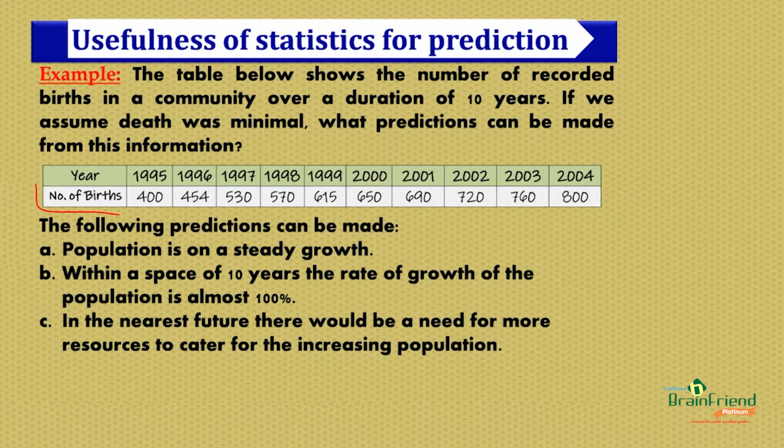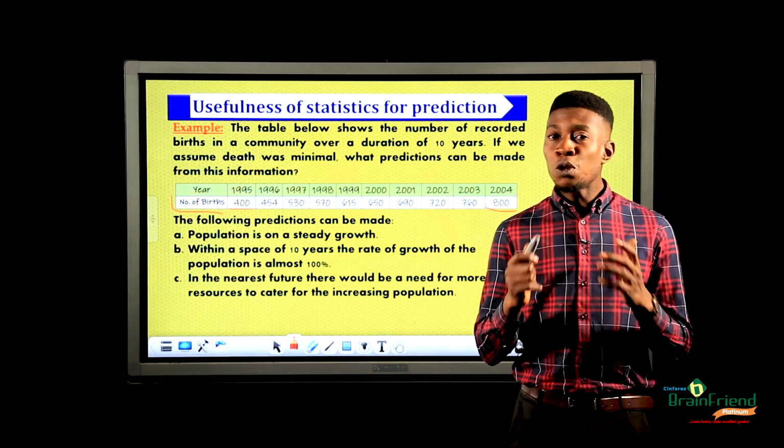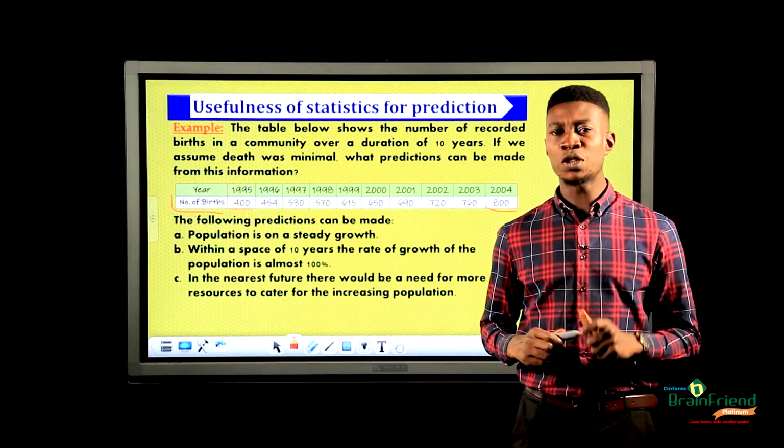First, population is on a steady growth. Secondly, you realize that within a space of 10 years, the rate of growth of the population is almost 100%. You can see we have 400 here, and then we have 800. And lastly, we can say that in the nearest future, there will be a need for more resources to cater for the increasing population. Having looked at this example, I have a question for you.